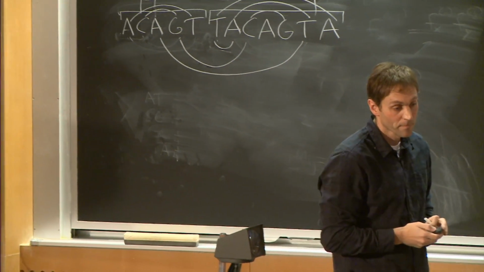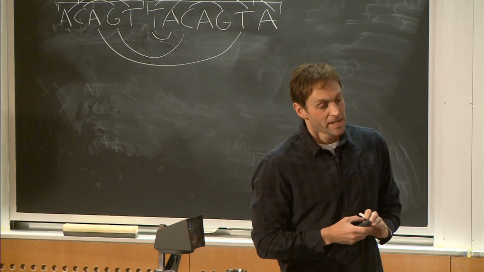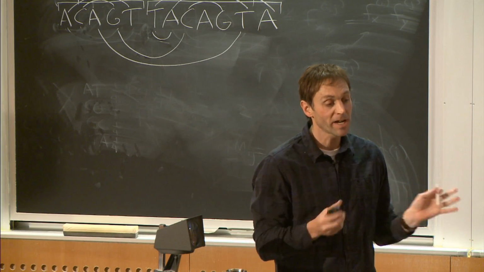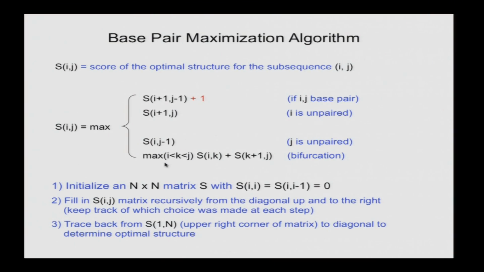Okay. All right, so the algorithm is to take an n by n matrix, initialize the diagonal to 0, and initialize the subdiagonal to 0 also. Just don't think too much about that, just do it, and then fill in this matrix recursively from the diagonal up and to the right. It actually doesn't matter what order you fill it in, as long as you're working your way up and to the right. You have to have the thing to the left and the thing below already filled in if you're going to fill in a box.